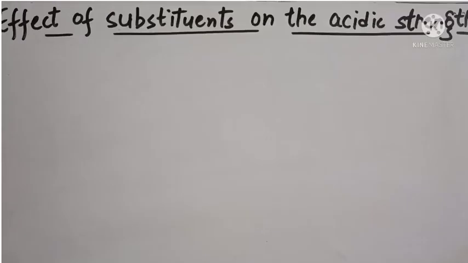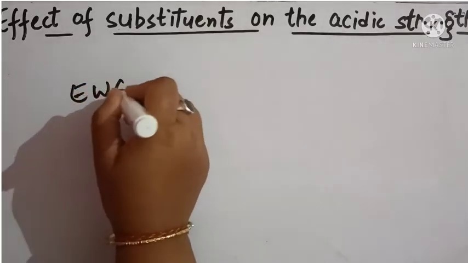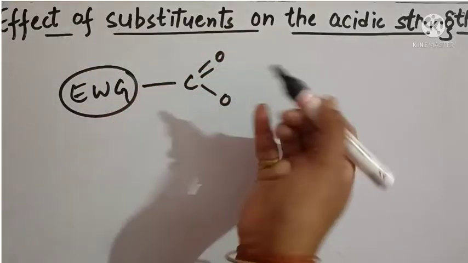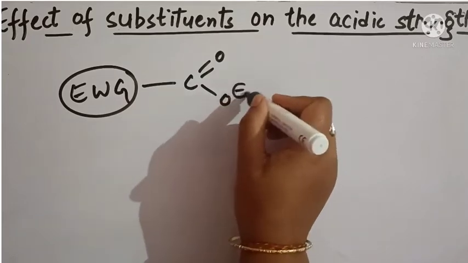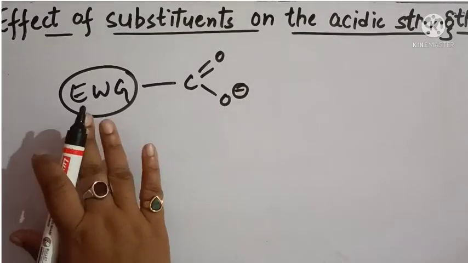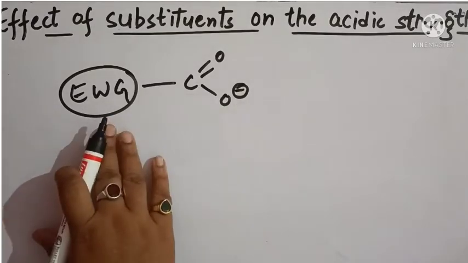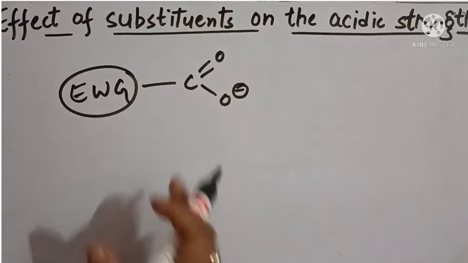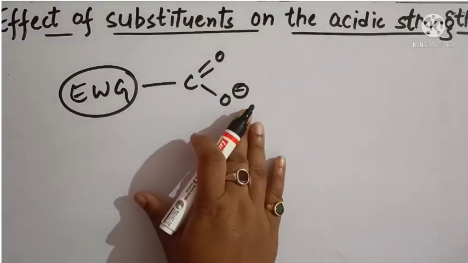So as we all know, the electron donating group decreases the acidic strength, whereas the electron withdrawing group increases the acidic strength. How? If any electron withdrawing group is attached to the carboxylic acid, then after the removal of the H plus ion, the carboxylate ion will be stabilized, because it is an electron withdrawing group. It will drag the electron density, or we can say it will attract the electron density towards itself, that is, it will stabilize the negative charge.